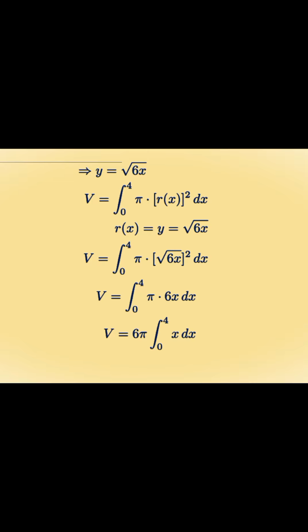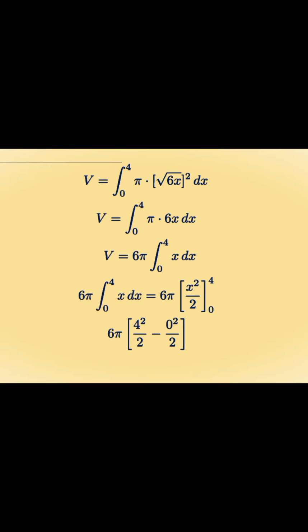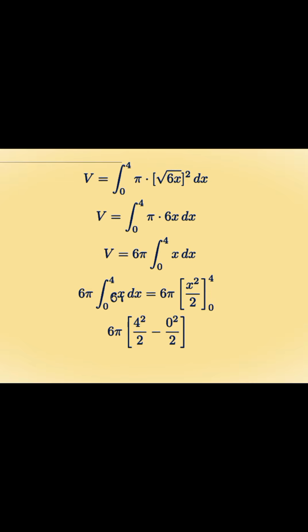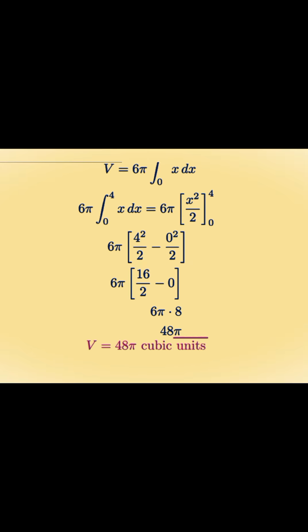Now, let's evaluate the integral. The integral of x dx is x squared over 2. Evaluating from 0 to 4, we get 6 pi times the quantity x squared over 2, evaluated from 0 to 4. This is 6 pi times the quantity, 4 squared over 2 minus 0 squared over 2. Simplifying, 6 pi times 16 over 2, which equals 6 pi times 8, giving us 48 pi.